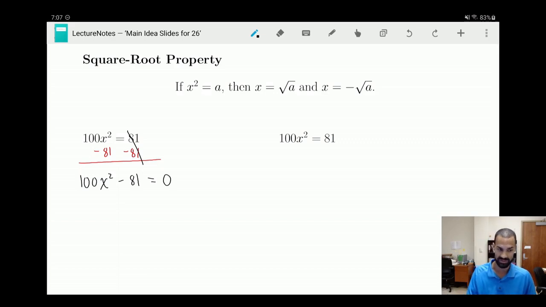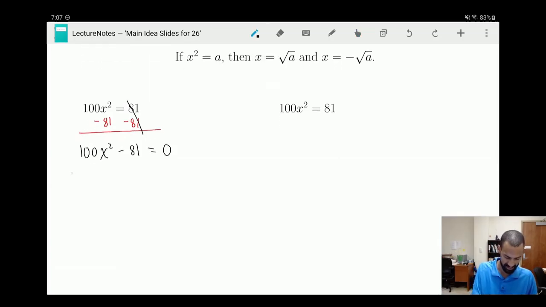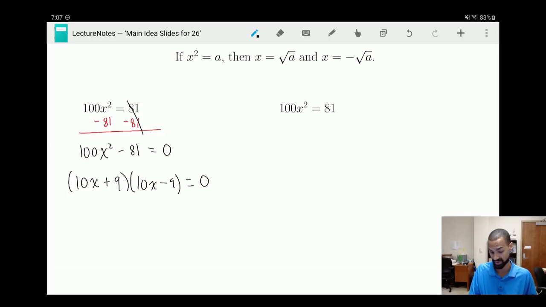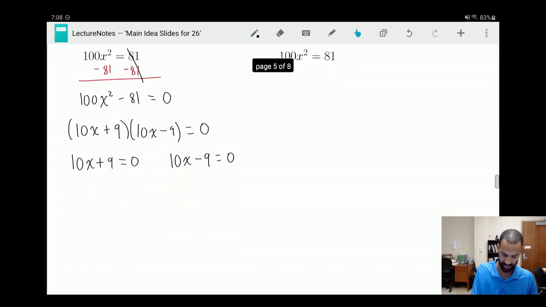Now, you may recognize this from the factoring section. This is difference of squares, right? 100x squared minus 81 equals 0. Well, 100 is 10 squared, and 81 is 9 squared, so this factors as 10x plus 9, 10x minus 9. Okay, so the zero product property now applies. I have something times something equals 0. 10x plus 9 equals 0. 10x minus 9 equals 0. Alright, I'll go back up in a minute. Let's solve both of these.